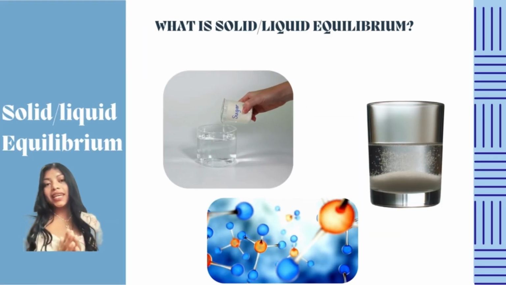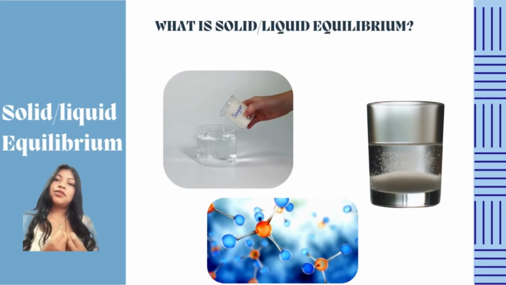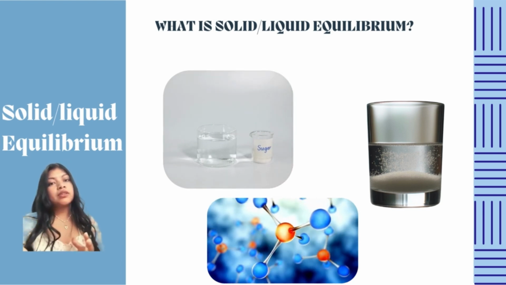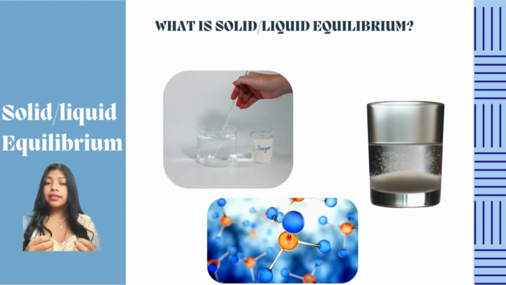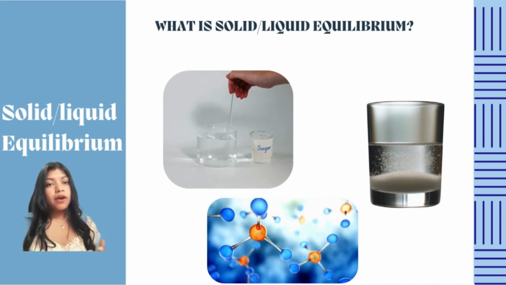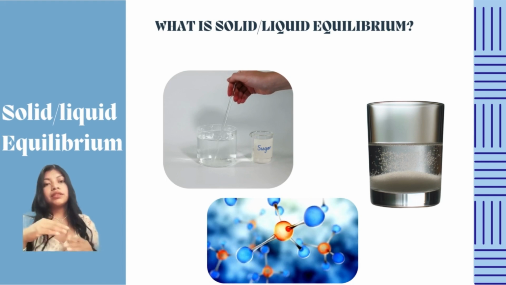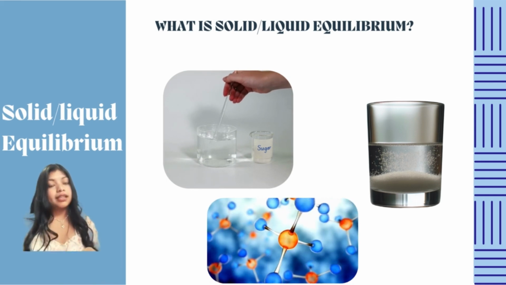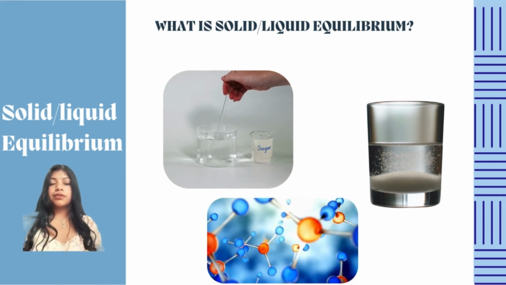What is solid-liquid equilibrium? When you mix something solid, like sugar, with water, the solid starts to dissolve because the water breaks it into tiny pieces. But there is a limit to how much the water can dissolve, called solubility. If you add too much sugar, the extra stays in the bottle and the mixture is saturated.